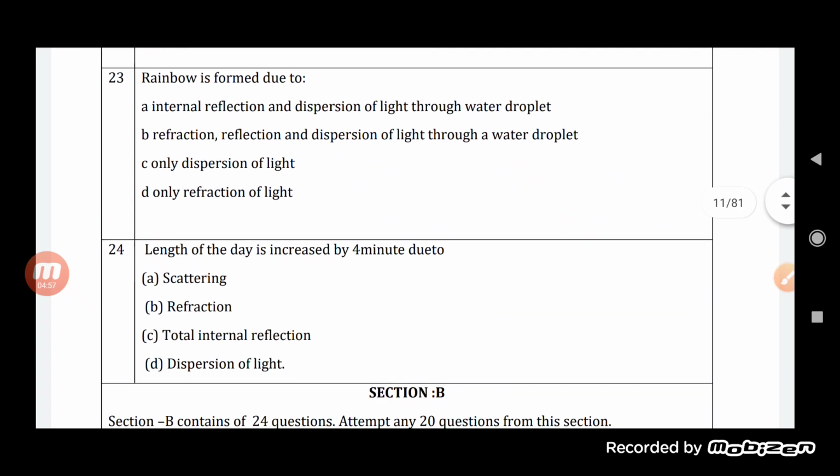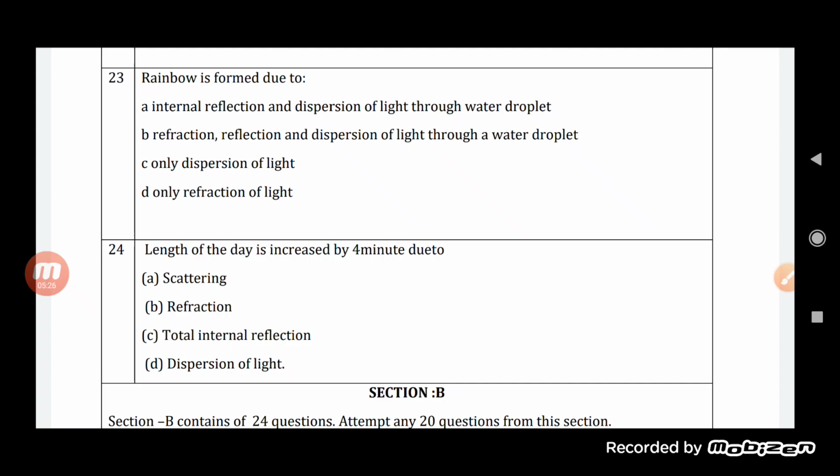Now the next one is: a rainbow is formed due to. So a rainbow, you know, actually occurs after the rainfall, and it is because there are some water droplets which act as a crystal and remain in the atmosphere, and when the light passes through this water bubble, then it undergoes the process of refraction.